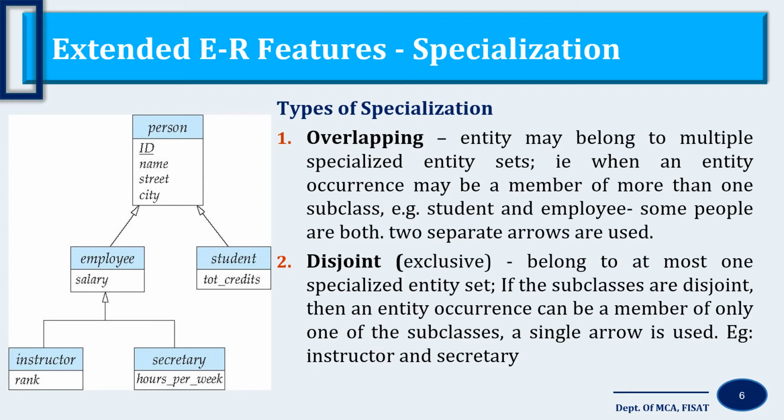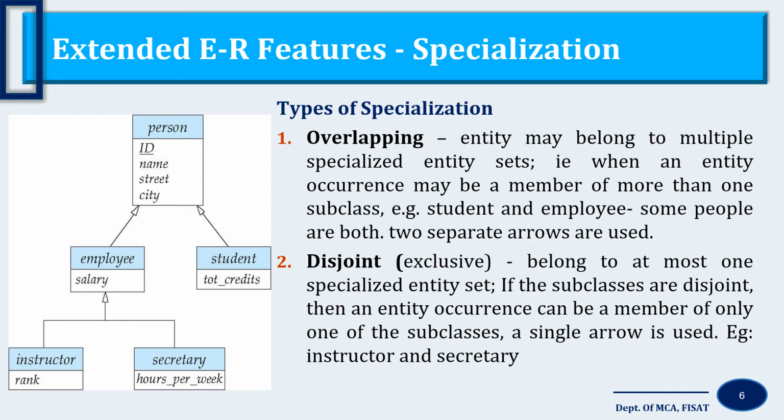So we'll be having subclasses, specialized entity sets, and these specialized entity sets may occur in overlapped fashion. Some people may appear in both these specialized classes. Two separate arrows are used for denoting this overlapping specialization. So in our example, the employee and student are overlapping specialized sets, so they are using two separate arrows pointing towards the superclass person.